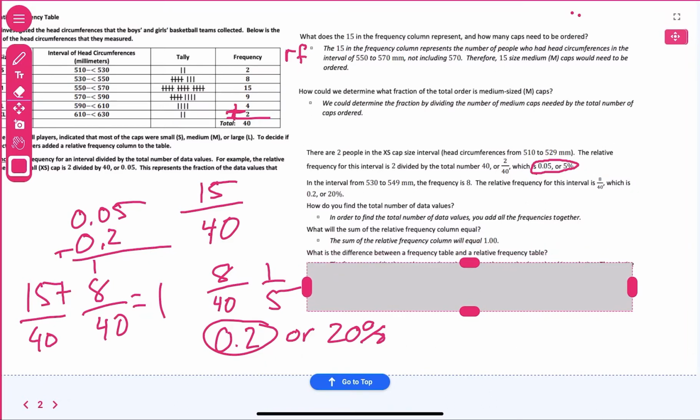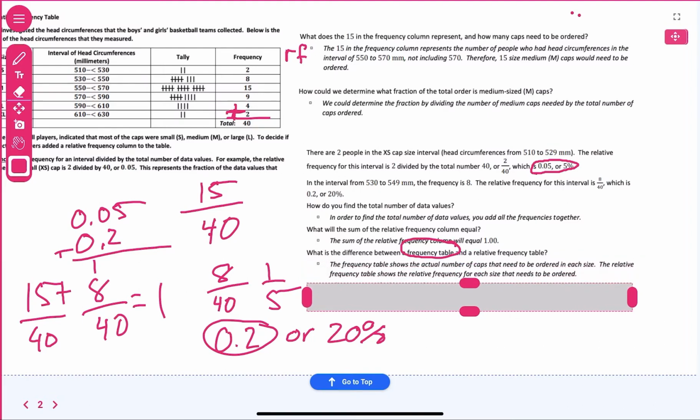What is the difference between a frequency table and a relative frequency table? The frequency table shows the actual number of caps that need to be ordered in each size. The relative frequency table shows the relative frequency for each size that needs to be ordered.